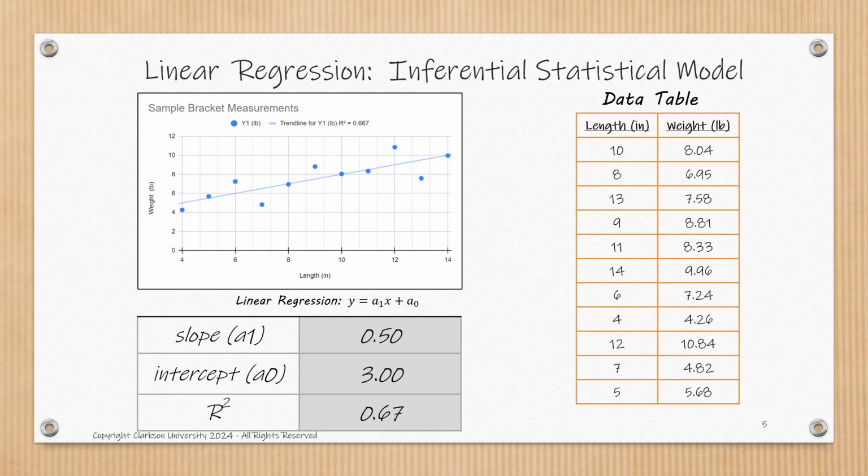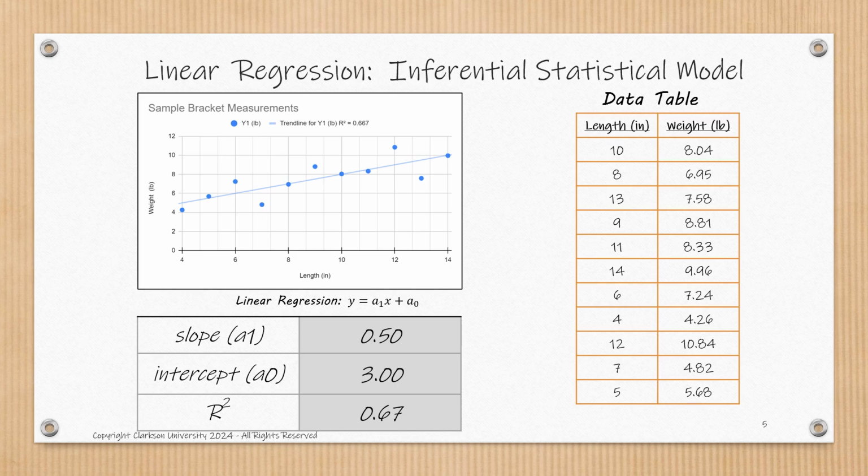To better understand the relationship between length and weight of the brackets, we plotted the data and then we added a trend line. And with that trend line, we also fit the parameters of a linear regression model. This is an inferential statistical model that tries to figure out the best relationship between length, the input, and weight, the output. It uses a simple form y equals a1 times x plus a0, where x is the length and y is the weight. A1 and A0 are model parameters, effectively the slope and the intercept, respectively.